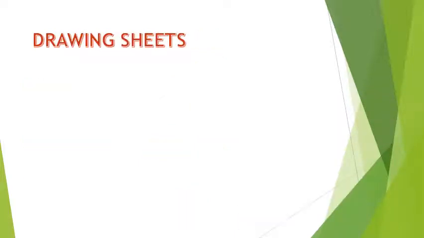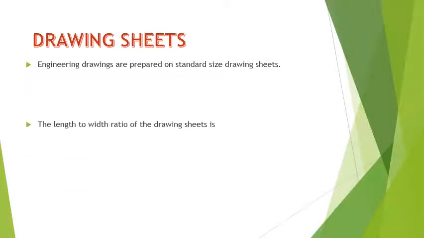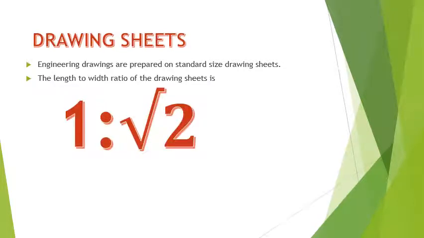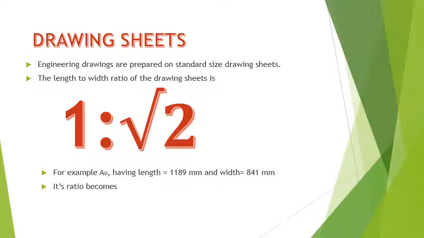Drawing sheets. Engineering drawings are prepared on standard size drawing sheets. The length to width ratio of drawing sheets is 1:√2. This we will have to remember. All the drawing sheets prepared have the same ratio. For example, A0 having length 1189 mm and width 841 mm. So its ratio becomes 1/√2, and this will be the common ratio for all the drawing sheets.